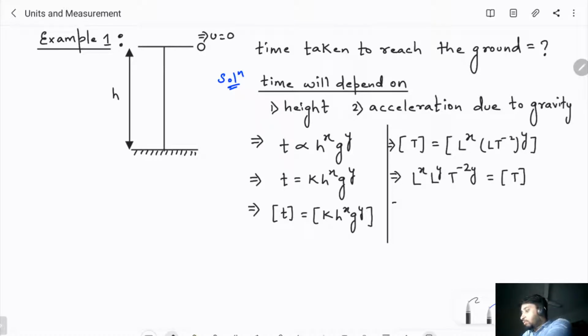So now let us simplify this a little bit. So overall power of L will get added here. So we'll get L to the power x plus y and T to the power minus 2y equal to M to the power 0, L to the power 0 and T to the power 1.